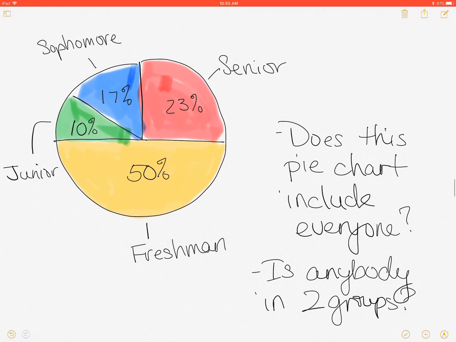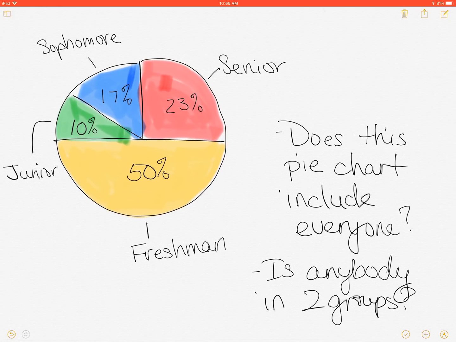Is anybody in 2 groups? So far as I know, nobody can be counted as both a freshman and a sophomore at the same time. You pick one and you go with it. So this does fulfill the requirements of a pie chart. Notice sometimes we will make a group called, say, other, when the little groups just are too tedious to write them all in, and that's a nice way to fix it and make sure you include everybody. You're like, and the rest.